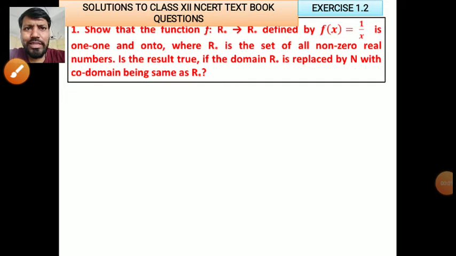Now let us start exercise 1.2. We have already seen the introduction, types of functions, and before that I want to give you one suggestion, which I have already given to the other classes.